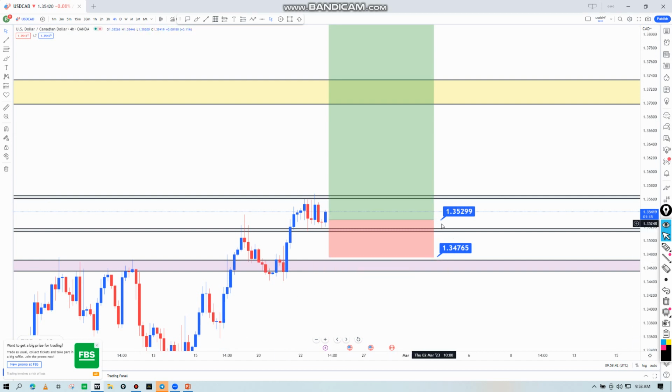We are moving all the way to the upside. We are currently in profit. Let's wait and see what happens at the end of the day.